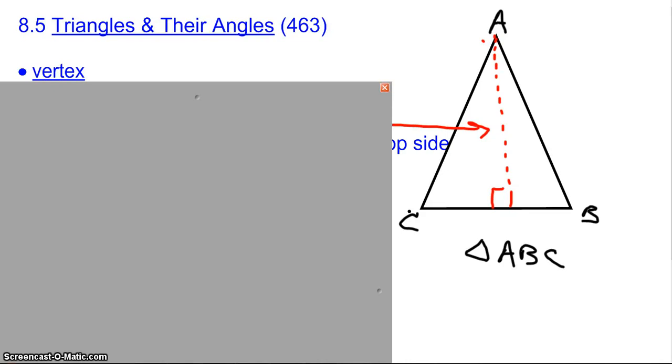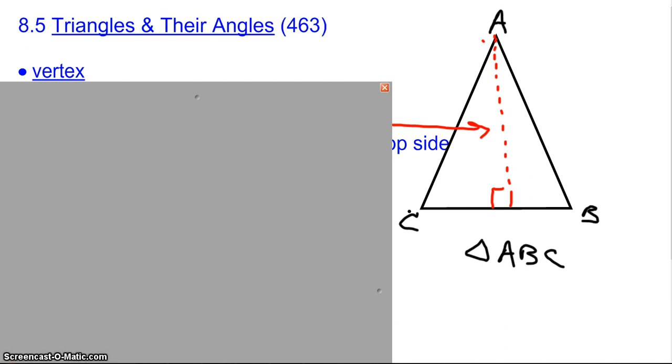Okay, so today we are going to start section 5 of chapter 8. We're starting to get into planar figures, figures that would lie in a plane. We're talking about triangles and their angles. So pause and make sure you take down this picture, and then we'll talk about what we have here.